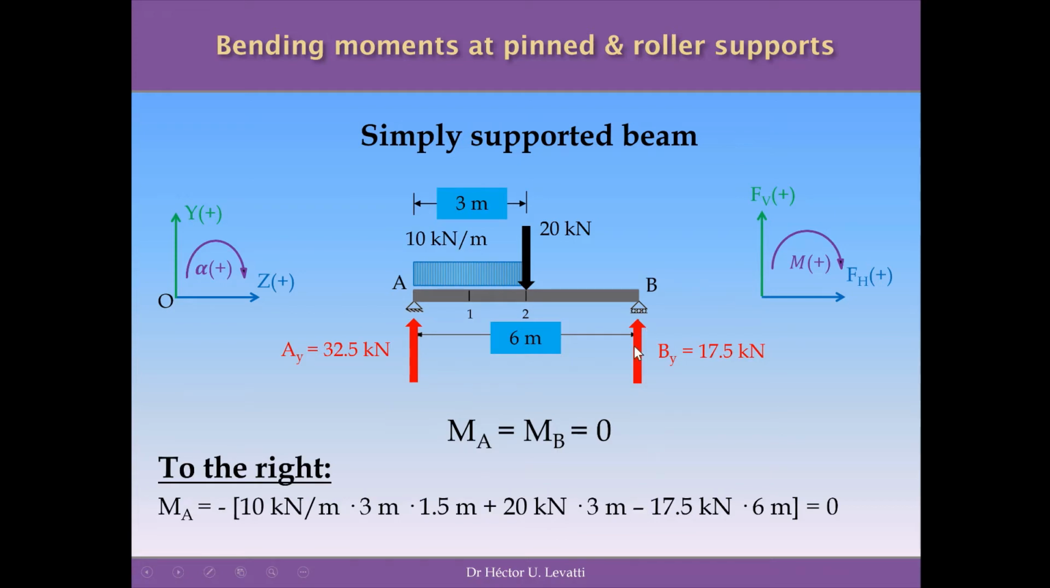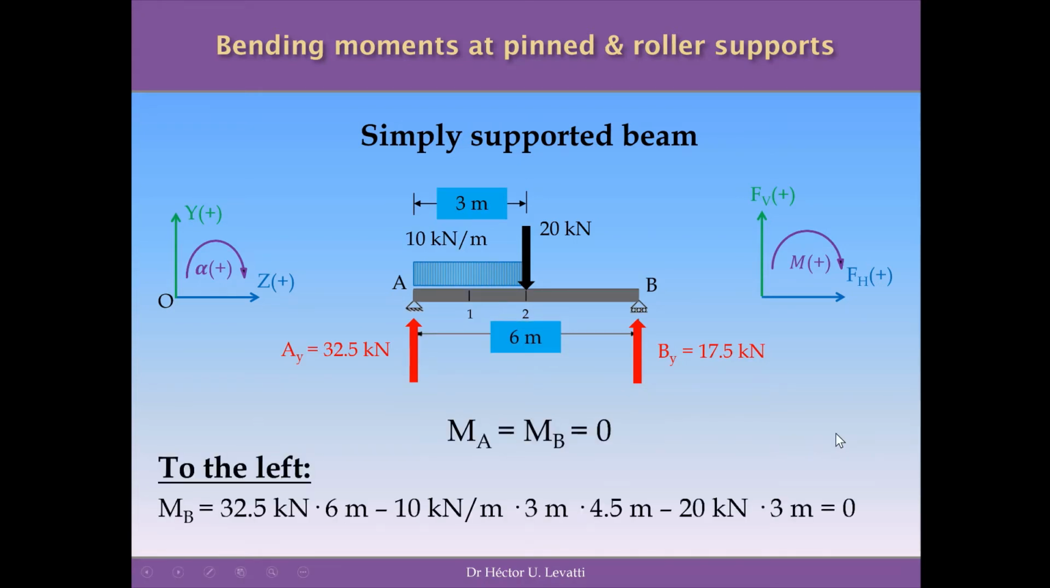And minus, because the moment produced by this reaction By is anti-clockwise, 17.5 kilonewtons times 6 meters, which is the perpendicular distance from the force to the point A where we are taking the moments. I will close the bracket because there is no other force to consider. And when I run the calculation, I realize that effectively the moment at the point A is equal to 0. Calculated to the left or to the right, it doesn't matter. The value has to be the same if we do the calculation to the left or to the right.